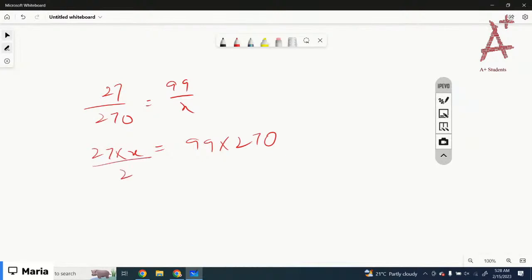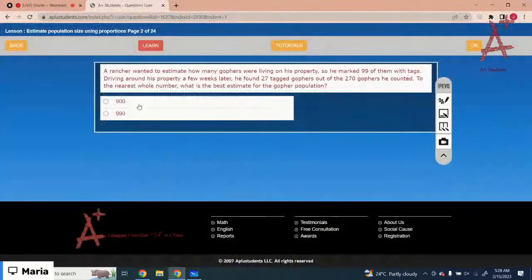Yes, 99 over x. Just do cross multiplication, it would be 27 times x and 99 times 270. So just divide both sides by 27. 27 and 27 cancel out. So it would be 990. That means now the population is 990.